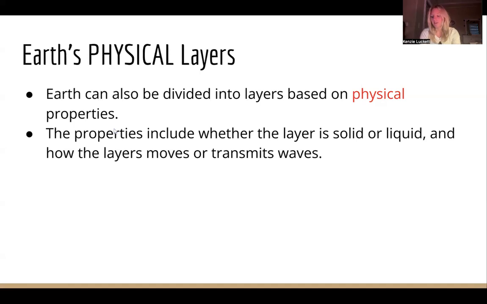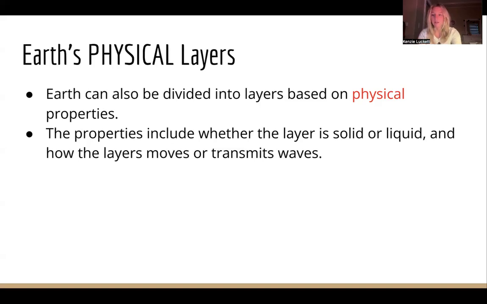Okay, so now we're going to switch up and we're going to talk about the physical layers. And this is another way we divide the layers of Earth. And all of these physical layers are based on physical properties. So these properties can include whether the layer is solid or liquid and how the layer moves and transmits waves. So that's really what we're focusing on when we talk about the physical layers. We're not really focused on what exactly materials or chemicals make up these layers.